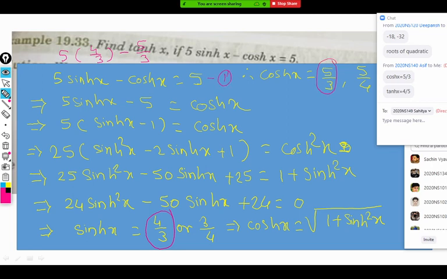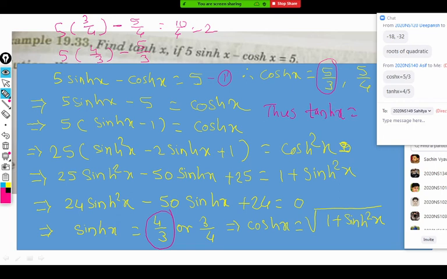Let me come to the second pair, 3 by 4. So 5 into 3 by 4 minus 5 by 4. Now if you observe, it is 15 minus 5. 15 minus 5 is 10. It is coming 10 by 4, and that is 2.5. So that does not satisfy equation 1. So we just have to say, as the second pair doesn't satisfy that equation, that is not the required values of hyperbolic functions.